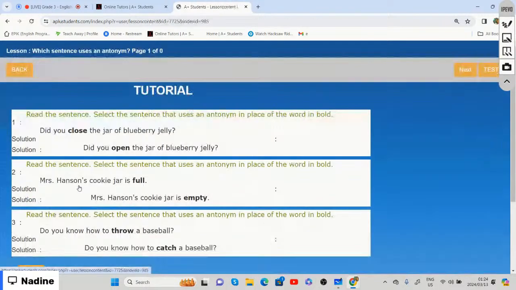So now we're going to say which sentence uses an antonym. Did you close the jar of blueberry? So we need to look at the word close, and we are going to basically identify the opposite of close.